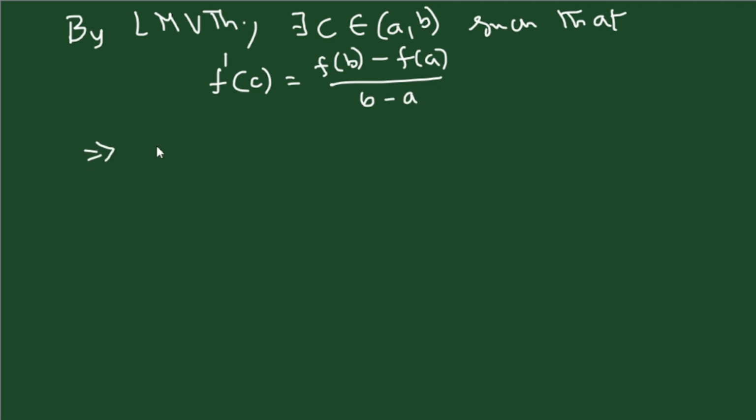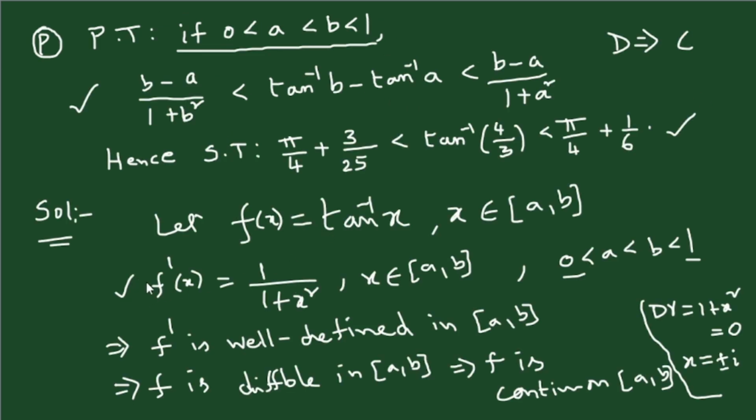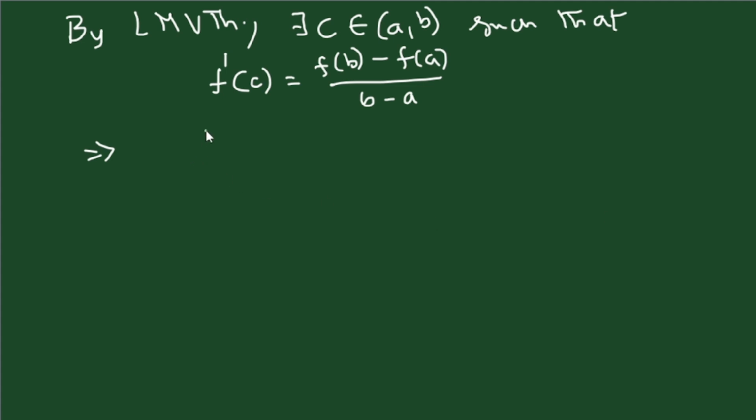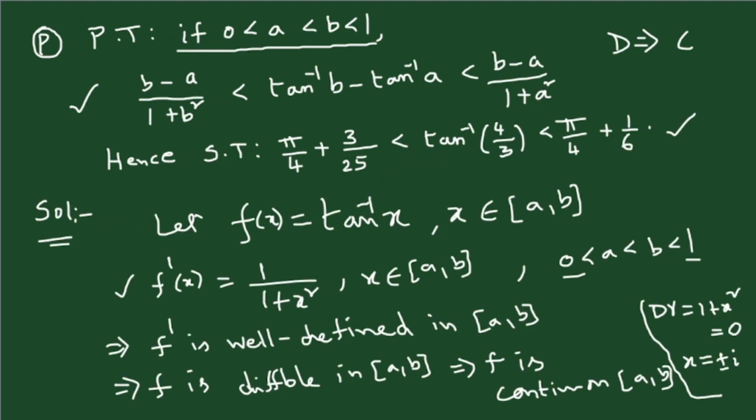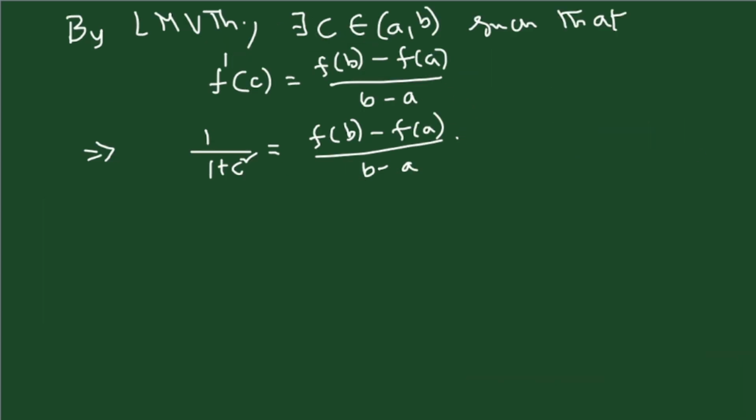But what is f dash c? F dash x is 1 by (1 plus x square). Therefore, f dash c is 1 by (1 plus c square), equal to (f(b) minus f(a)) by (b minus a). Right? Whenever you need to solve this kind of problems, we always start with a less than c less than b. Because c lies in between a and b, we can write a less than c less than b.